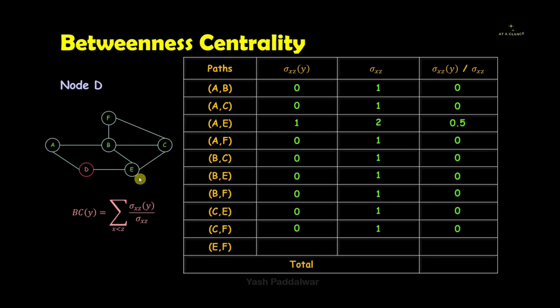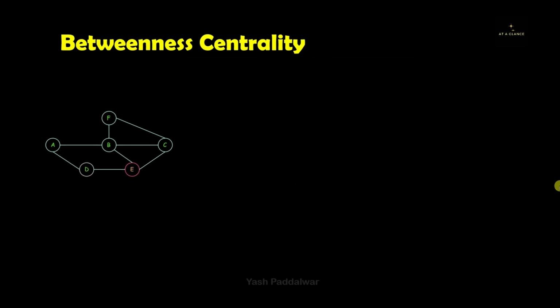Next is EF. From E to F you have two possible shortest paths, one is EBF and the second is ECF. Out of these two possible shortest paths, you don't have any path which goes through the node D. Hence 0 divided by 2 will be 0. Now add all the centrality measures of every single path, and you get 0.5 as the betweenness centrality of the node D. Now similarly you need to find out the betweenness centrality of the node E.